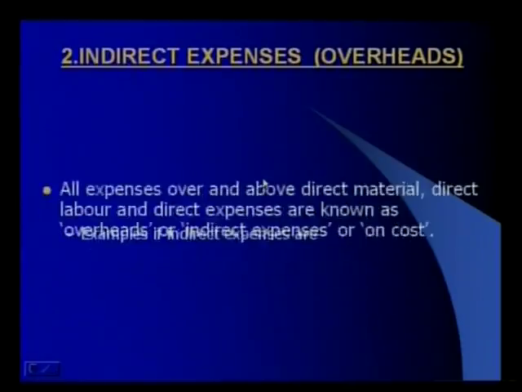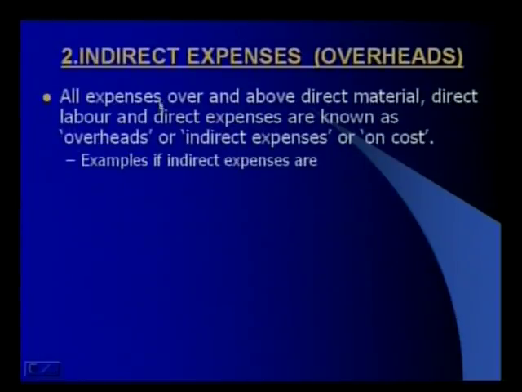Now we will see indirect expenses, which we also call overheads. These overheads or indirect expenses are all the expenses over and above direct material, direct labor and direct expenses. That means the expenses other than direct material cost, direct labor and direct expenses come under indirect expenses or overheads.